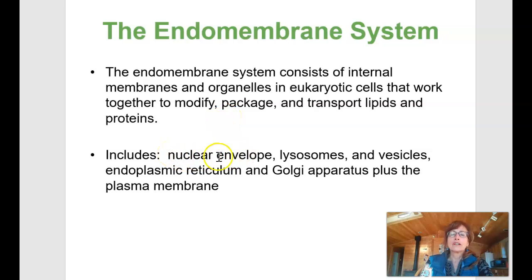So it's going to include several parts. It's going to include the nuclear envelope, that membrane that surrounds the nucleus. It's going to include things called lysosomes, little bubble-like structures called vesicles, the endoplasmic reticulum, or the ER for short, and something called the Golgi Apparatus. And finally, the plasma membrane, which is that very outer membrane that surrounds all cells.